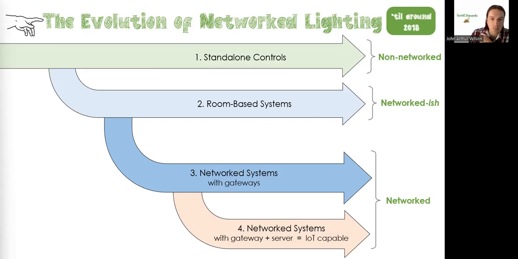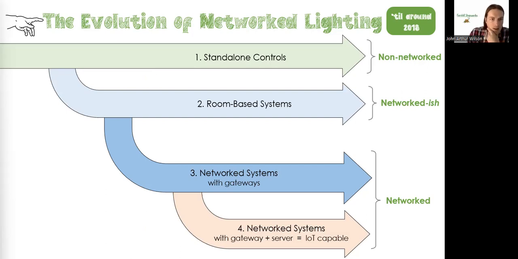Okay, and then at some point we get our first branch off standalone controls, and so now we have these room-based systems, many of which are now available. They're wireless and they can communicate with each other. And that's where I asked that question, right? Well, just because you can communicate within a room, are you really networked? And I said those are sort of networked-ish.